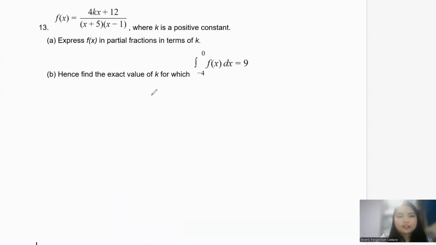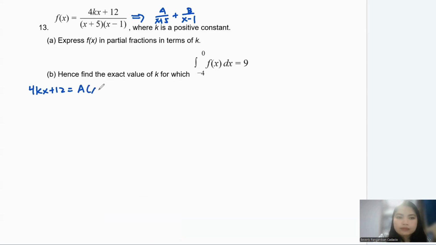Okay, now let's go with number 13. It's basically the same thing, so you can practice more on this kind of question. Okay, so I know that I'm going to have a over x plus 5 here, and I will have b over x minus 1. And I will just copy 4kx plus 12 is equal to a multiplied by x minus 1, and b will be multiplied by x plus 5.